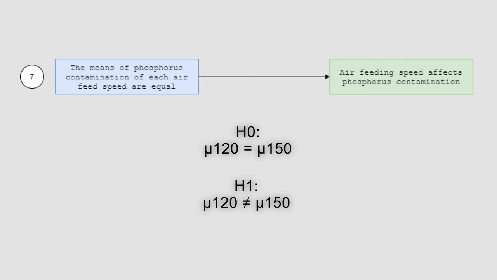The last statistical hypothesis would be that the means of phosphorus contamination of each air feed speed are equal. The scientific hypothesis would be that air feeding speed affects phosphorus contamination. For H0, we would have that mu120 equals mu150, and H1 would be that mu120 is different than mu150.